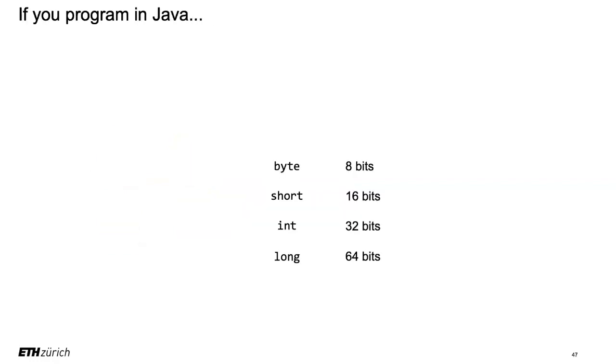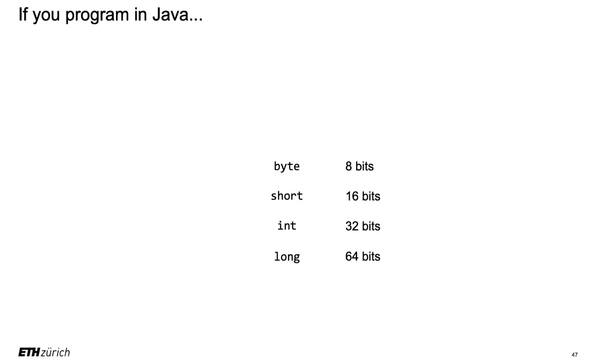All right. Now, if you already programmed, you might already have encountered some of the integer types. And this in particular, this is Java. There's byte, short, int, long. Who has already seen something like that? Who never saw something like that? Almost all of you, perfect.